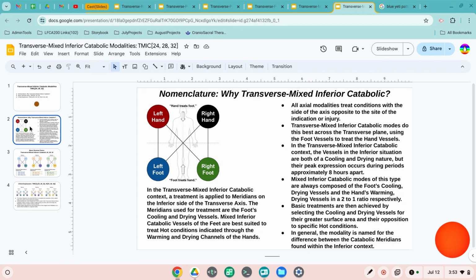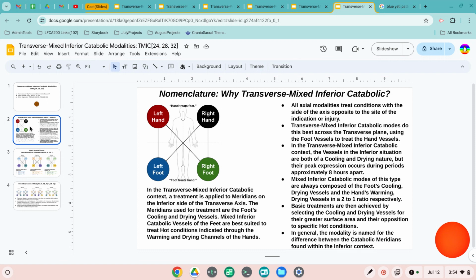Of these 2 types, the cooling and drying meridians have the greatest surface area with which to treat conditions on the opposite side, with the ratio of foot channels to hand channels being 2:1. Thus, the transverse mixed inferior catabolic modalities are best used to treat hot conditions by stimulating the more plentiful cooling and drying meridians of the feet to reduce the temperature of those suffering from fevers.